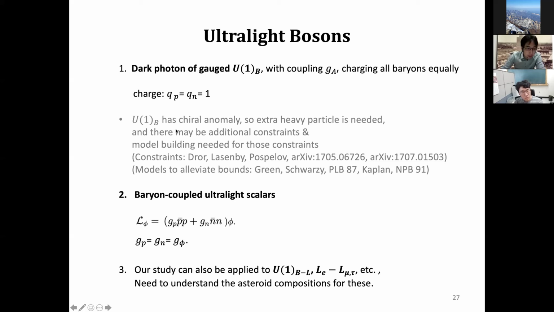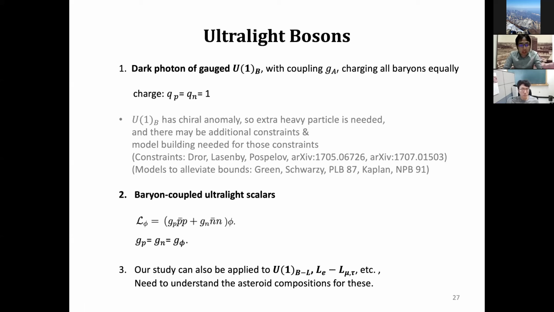But U(1)_B is, of course, anomalous. Everybody knows it's a chiral anomaly. So you need some heavy particle to cancel it, and there are some accelerator constraints. I will not get into detail. Then you may be able to build some model to alleviate the constraint by, for example, the Green-Schwarz mechanism, or Kaplan has a composite model. Then maybe you can alleviate the constraint. But anyway, this is the phenomenological model that we go with.